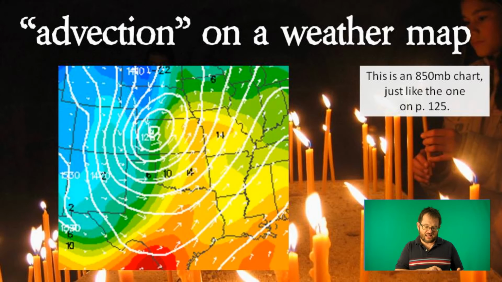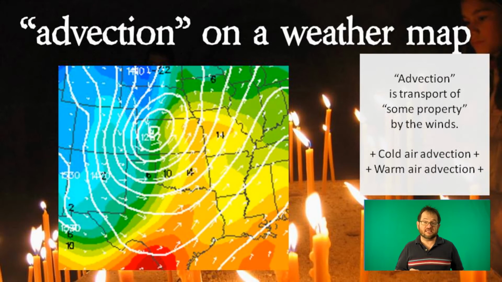Now, we have these solid contours here that are going to be telling us something about the winds. They're actually the heights, but since we can assume the winds are geostrophic, they're going to be telling us something about the winds. And the colors in this diagram, which are telling us something about the temperature, tell us something important about how there is advection going on: the transport of some property, in this case cold air and warm air, by the winds.